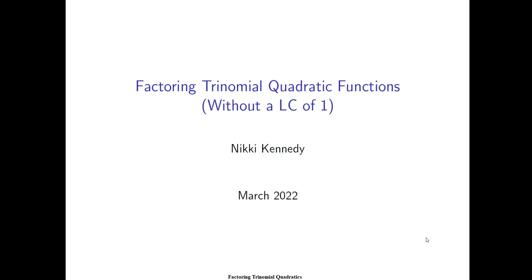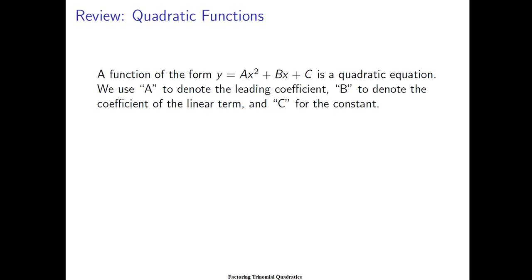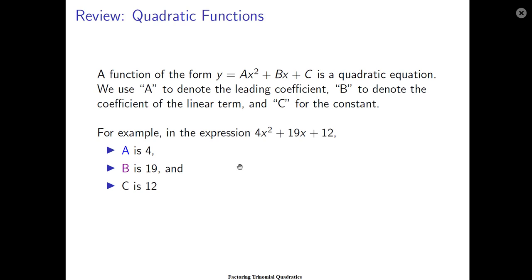In this lesson, we're going to review factoring trinomial quadratic functions. To review, when we have a quadratic in standard form, we often use A to denote the leading coefficient. B is the letter we use to denote the linear coefficient, and C is the letter we use to denote the constant real number. For example, in the expression 4x squared plus 19x plus 12, A is equal to 4, B is 19, and C is equal to 12.